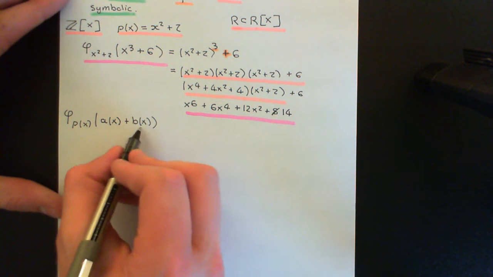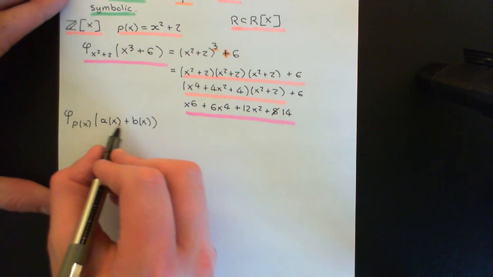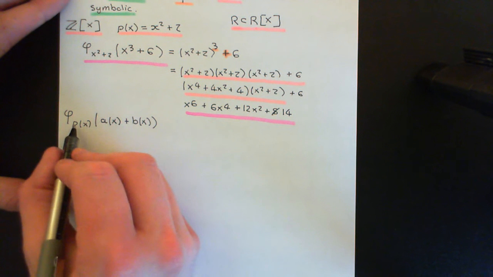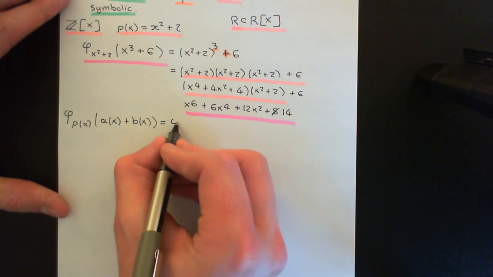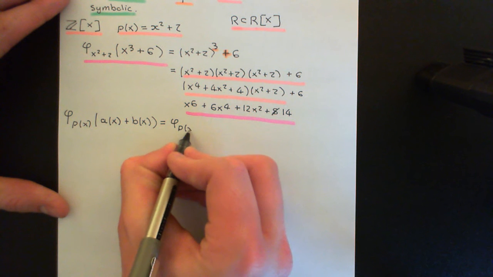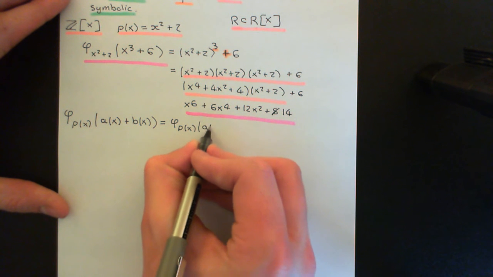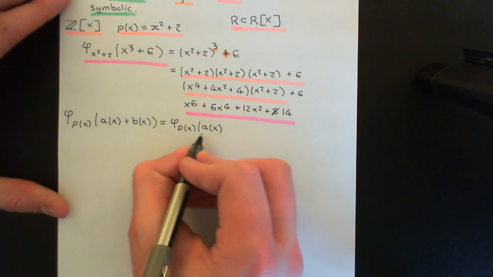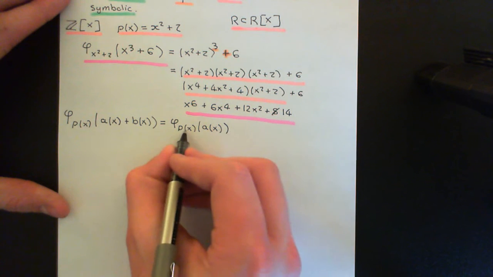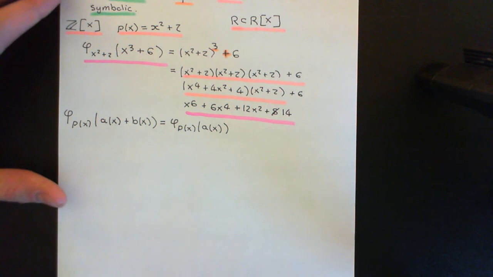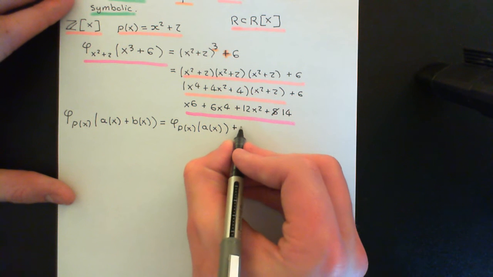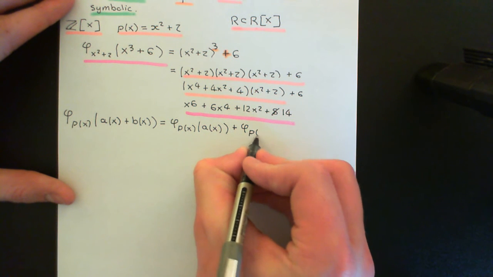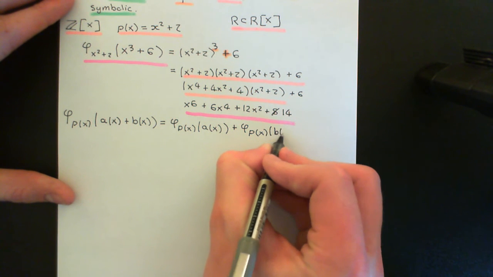Okay, so if you firstly add these two polynomials together in the domain, a of x plus b of x, and then apply this mapping, I want to show that you get the same answer as if you firstly map them into the codomain. So if you take phi sub p of x of a of x, I suppose I could call it, plus phi sub p of x of b of x.